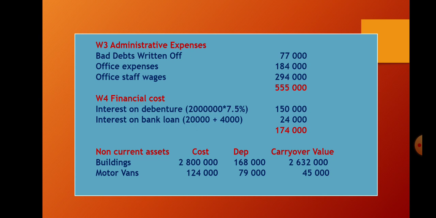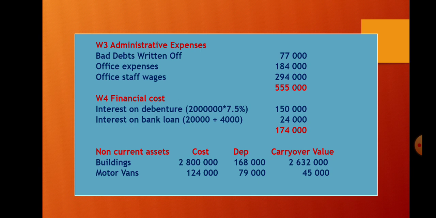Then expenses are classified under distribution and also administration. So what all will come under administration? All the office related expenses, collection cost, legal fees, professional fees, all those things will come under administration expense. The expense which we are incurring to manage the business. First one is bad debts written off, which is a collection cost. So it should be taken under this office expenses and also office staff wages. So these three together will be 555,000. The next is the financial cost or finance cost.